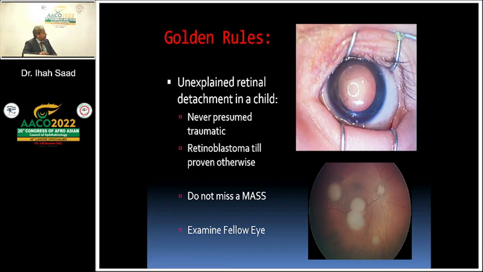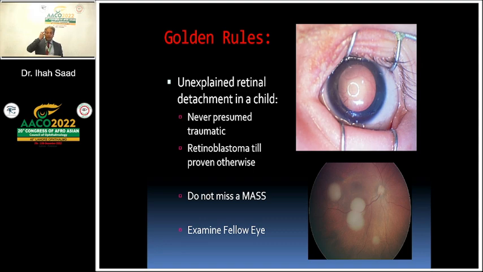We have to remember those golden rules. There is no such thing as an unexplained retinal detachment in a child. So this is really important. If a child comes with his mom and the child is kind of a naughty child that moves everywhere and plays a lot at school and doesn't listen to anyone, and the mom presumes that he had a trauma, the blunt trauma to the eye that would induce retinal detachment will leave some evidence of trauma.